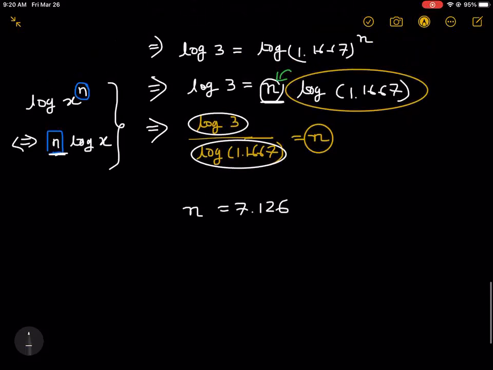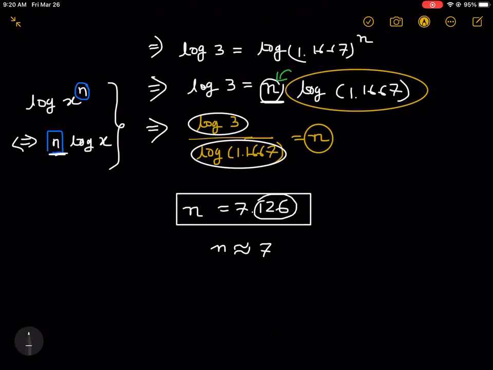Is there anyone who has a different result? Or is it the right answer? Yeah, that's what I got. Okay, cool. So if you use a calculator, you should get this. Now, if we round it to the nearest whole number, what should it be? 7. Very good. It's definitely less than half, right?